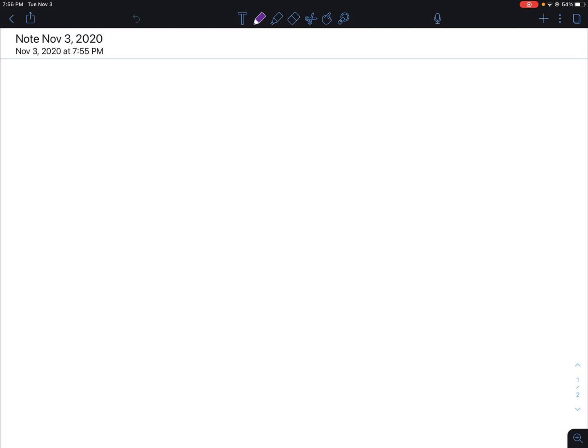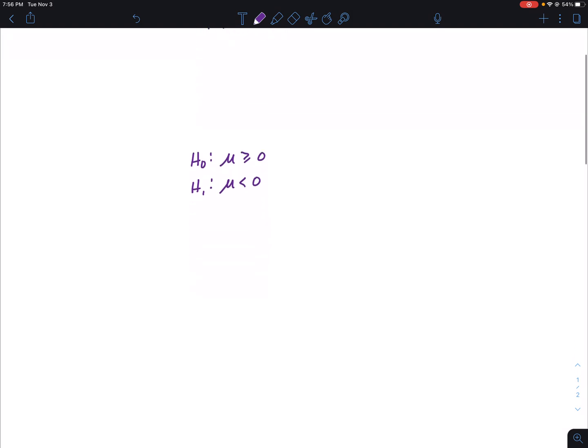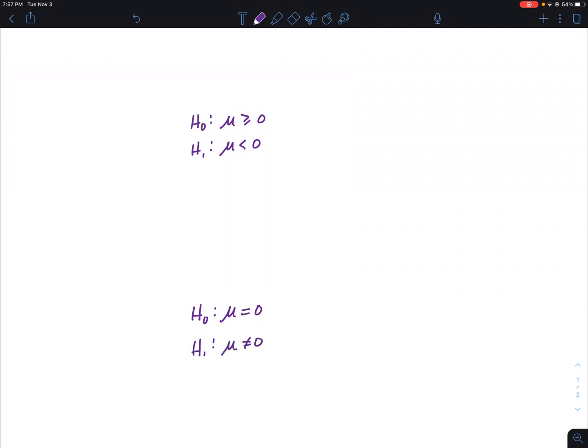So the thing to remember is we really only have three possible setups for hypothesis testing. We've got our H naught: mu less than or equal to some number. I'm just going to use 0 for all these right now, to make life easy. That means our H1 would be mu greater than 0. Then we have H naught: mu greater than or equal to 0, and H1 would be mu strictly less than 0. The last one is H naught: mu equals 0, and H1 would be mu not equal to 0.